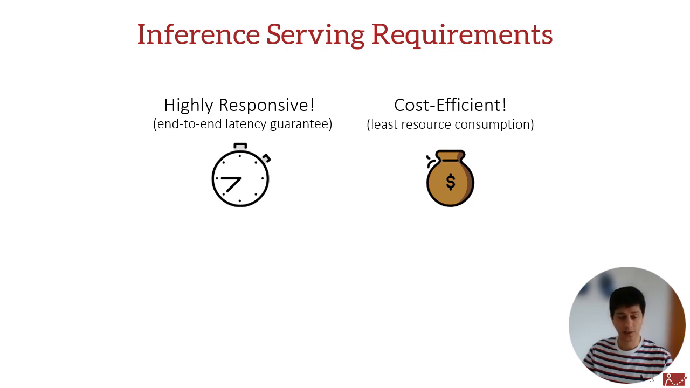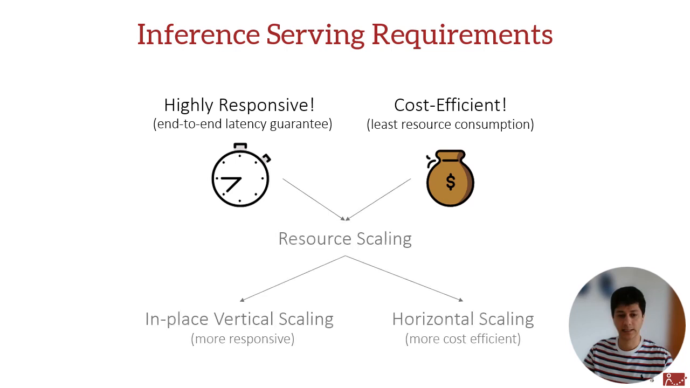They should be first highly responsive to provide some sort of latency guarantee, and they should be cost efficient. So ideally the least resource consumption, the least resources that should be allocated to a deep learning model. To have some answer to that, we have a temp resource scaling, which are mainly composed of two scaling mechanisms. The first one is vertical scaling, or especially in-place vertical scaling that can adjust the resource, the computing and memory requirement of a deep learning model in place without having the downtime.